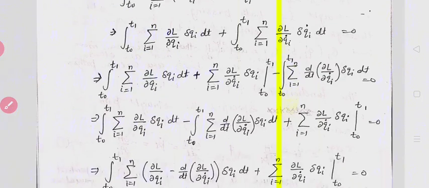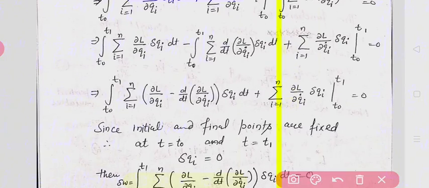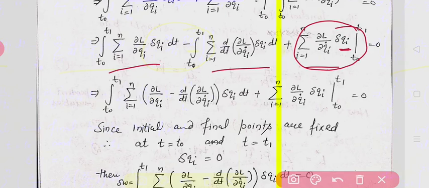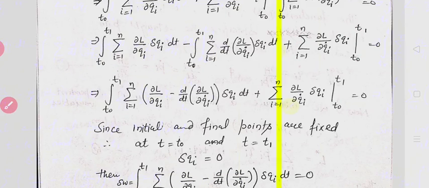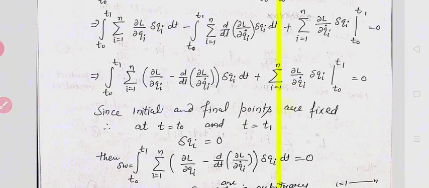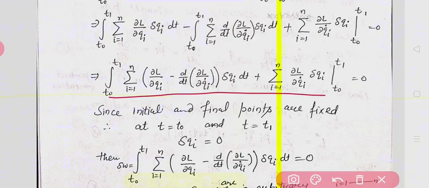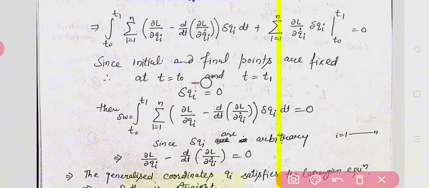So what did you get? You get this part plus ∂L/∂q̇_i into delta q_i at t0 and t1. Again you know that t0 and t1 are the initial and the final points. For the initial and final points, q_i is fixed, so delta q_i will be 0 at the initial and final points. So that part will not be there, and delta of W we are considering 0. So you are left with this term equal to 0. This part we have already eliminated for the initial and final points, and the remaining part we got this thing.